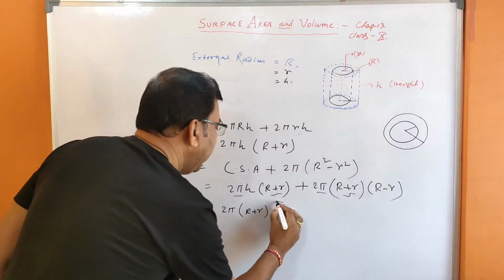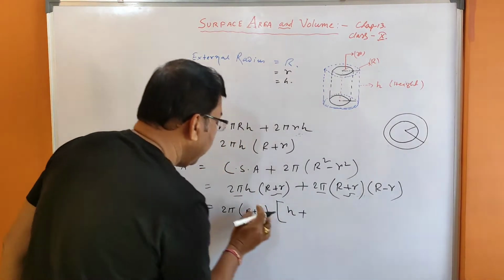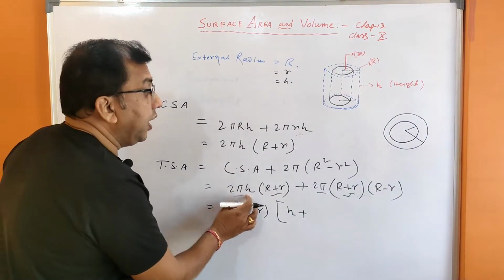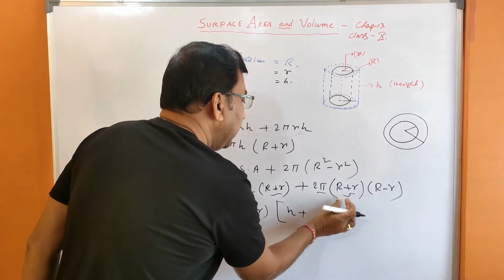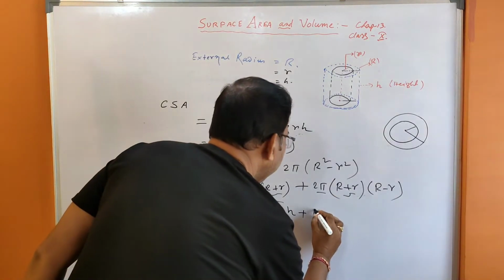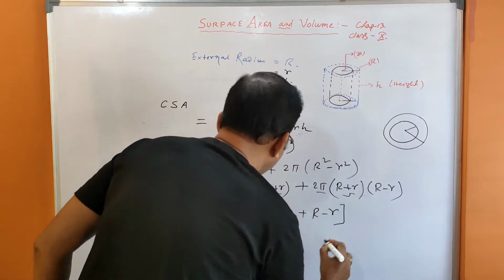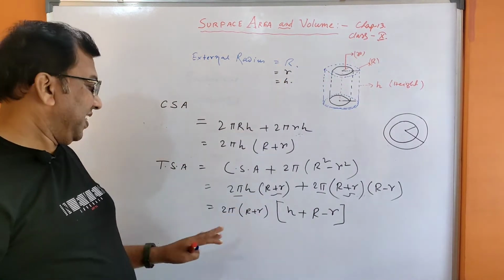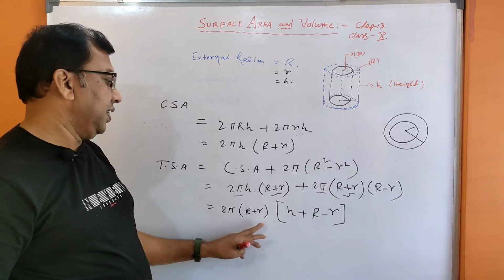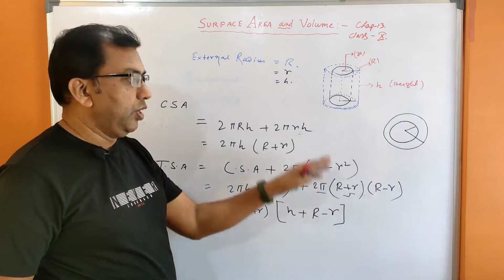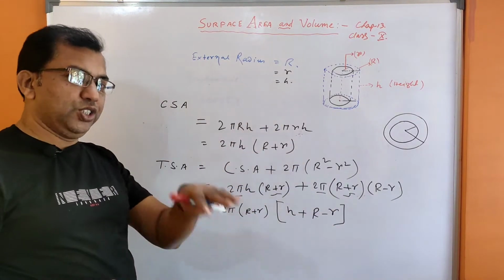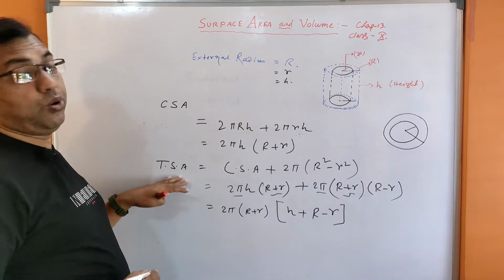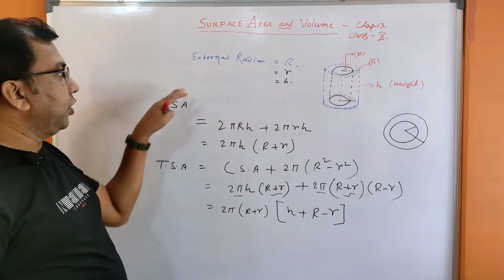तो क्या है यहाँ पर h है, यहाँ पर h है. ये तो कॉमन ले लिया. यहाँ पर h है और यहाँ पर क्या है? R minus r. So this is the total surface area of the hollow cylinder: 2 pi h into R plus r plus R minus r. So if you put the formula in any questions, in any problems, you will find easily total surface area and curved surface area and also volume.